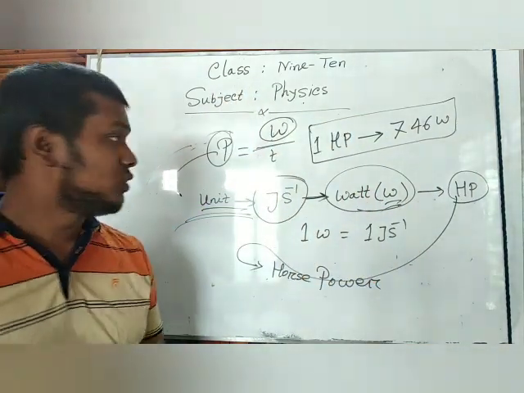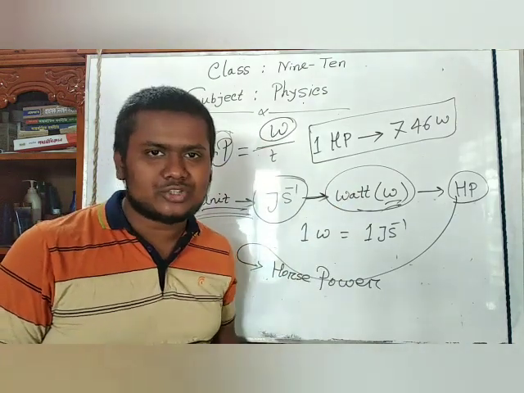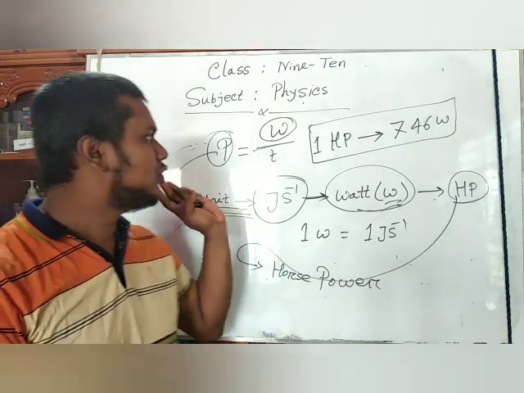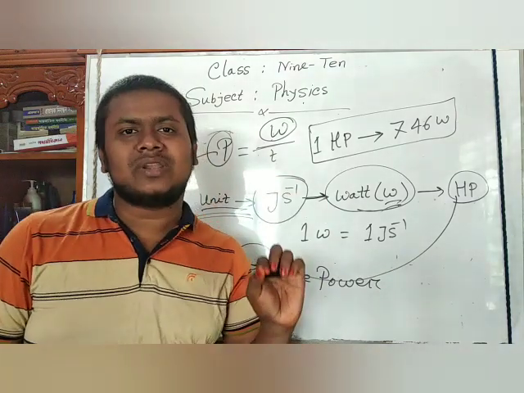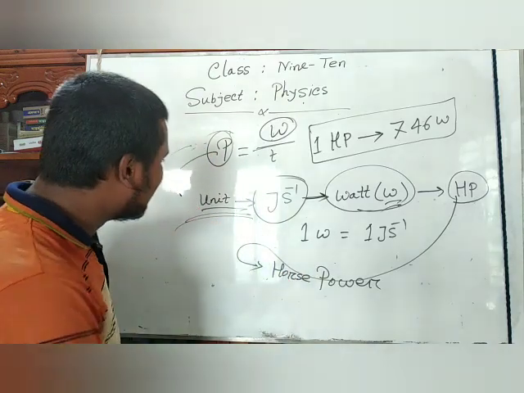What is the term? Horsepower. That means 1 horsepower equals 746 watt. Dear students, 1 horsepower equals 746 watts.